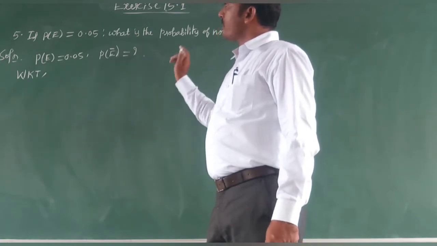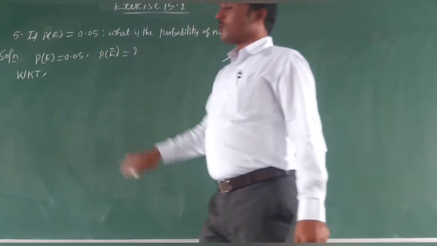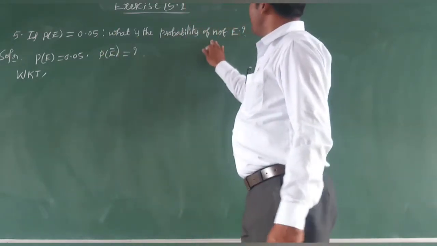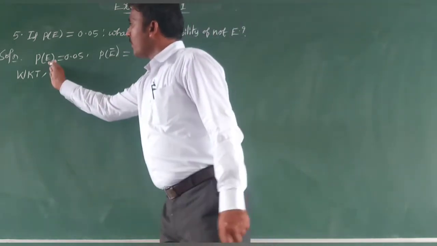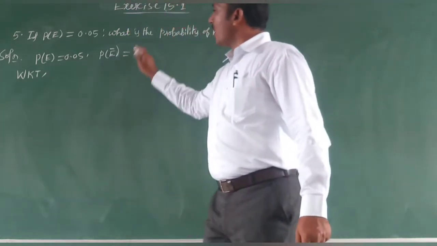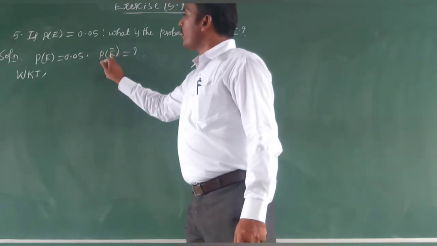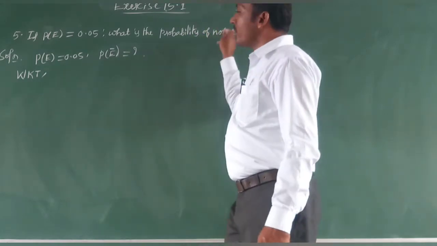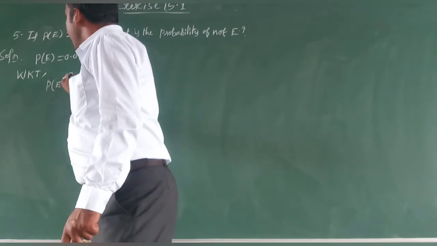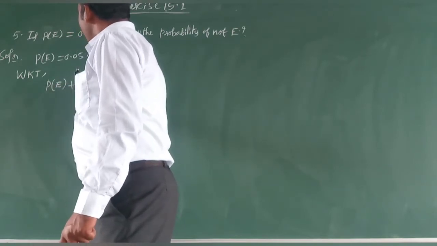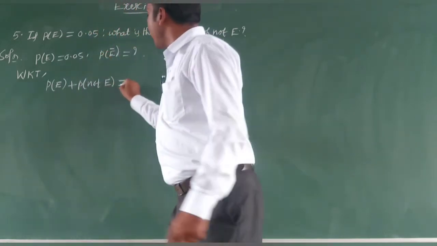Now I will discuss the fifth question from exercise 15.1. The question is, if P of E is equal to 0.05, what is the probability of not E? So the probability of E is given, that is 0.05, and we need the probability of not E. That is nothing but the complement of E. We know that P of E plus P of not E is equal to 1.